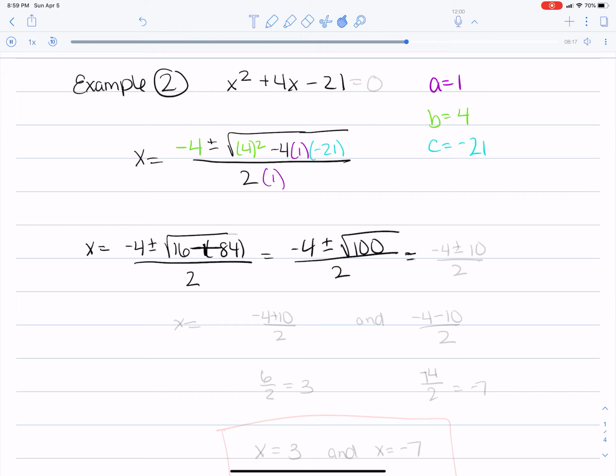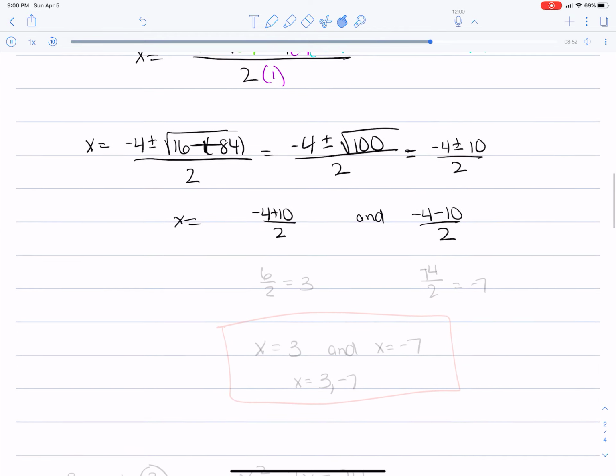Well, this one's a little nicer because 100 already is a perfect square. So we don't have to try to factor it down. We don't have to use the factorization in order to simplify my radical. So we have negative 4 plus or minus, well, the square root of 100 is just 10 all over 2. Well, now let's break that down into two different parts. So I have negative 4 plus 10 over 2, and we have negative 4 minus 10 over 2. Okay, remember this is all x is equal to, both of these solutions.